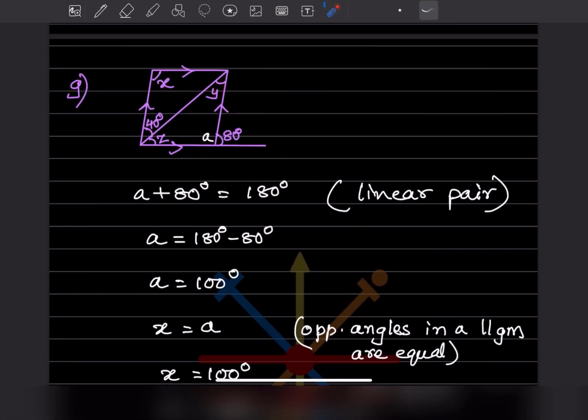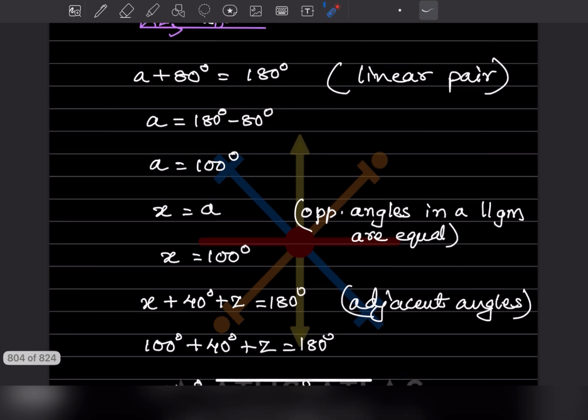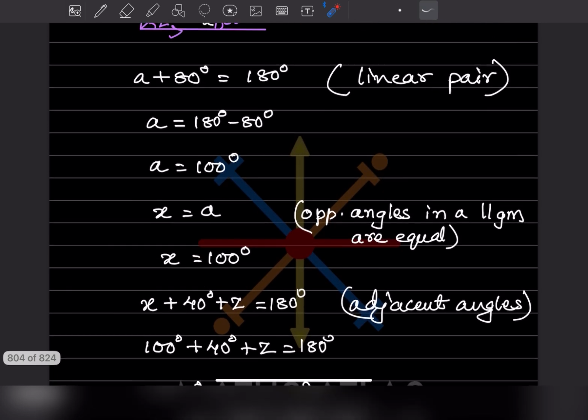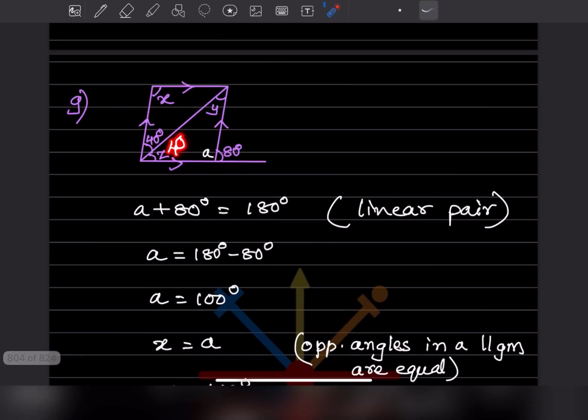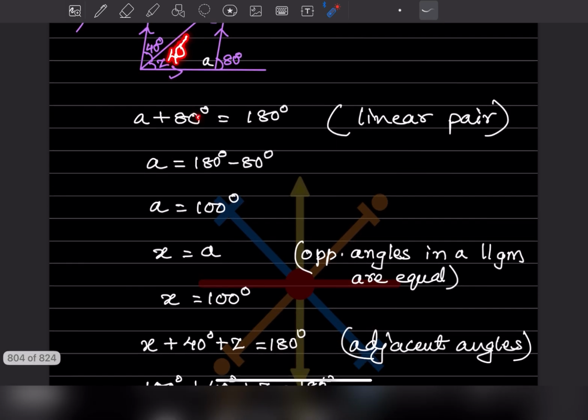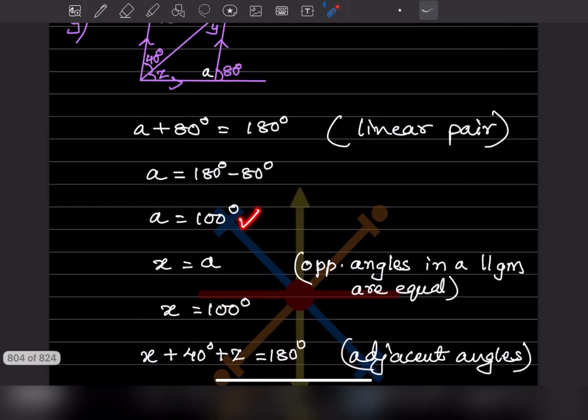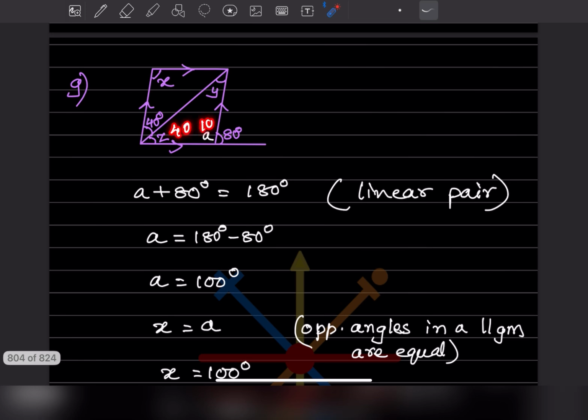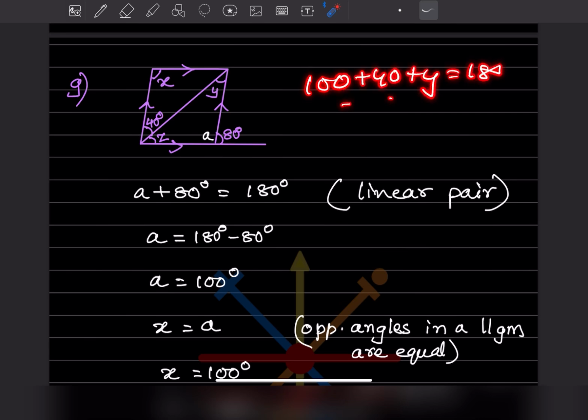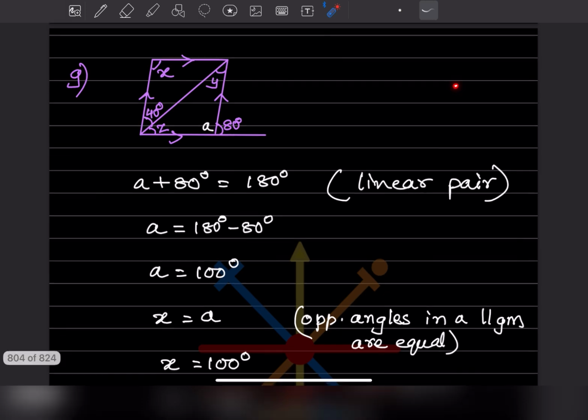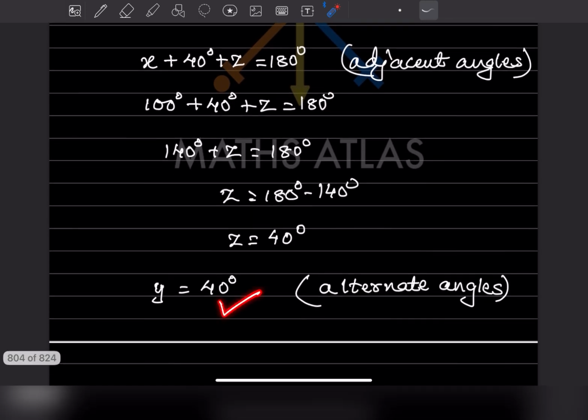So now look here, we got this as 40. A we got as, what was A? A we got as 100. So 40, 100, and we want this y. So this is a triangle again, and you know the angle sum property, that should be 180. So 100 plus 40 plus y is 180 degrees. So 140 plus y is 180, so y is going to be 40. Hope this is clear to you.